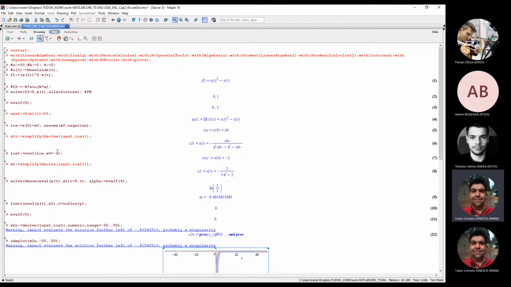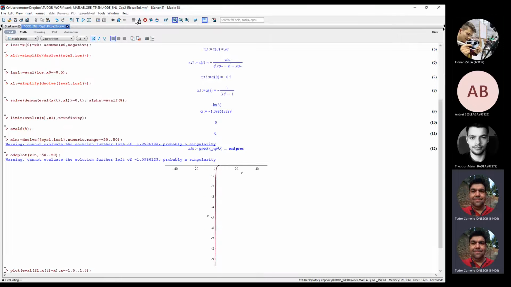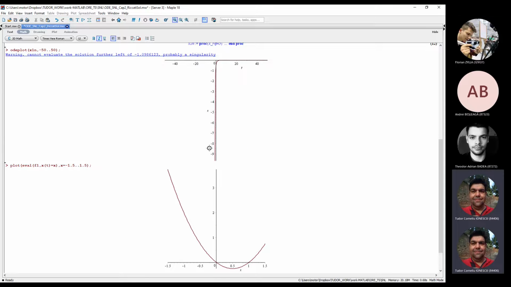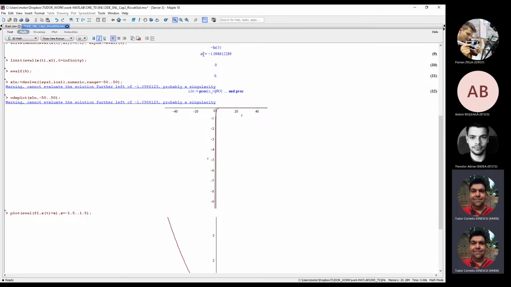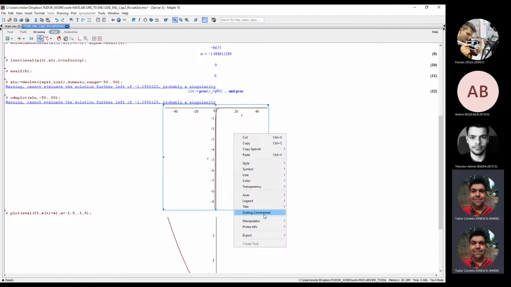Usually we take smaller numbers, 0.5, and see if this shows. Of course, you can manipulate these images. Yeah, you see the vertical asymptote. This is much better visible, because alpha has a larger value. I think we can do this thing.